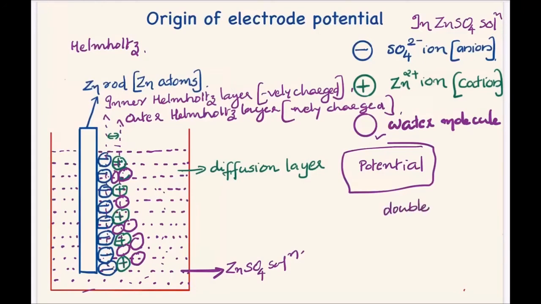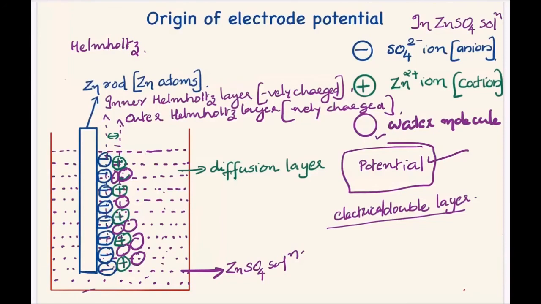So there is a double layer, and this double layer is due to their different charge. So we give a name for these layers: electrical double layer. The electrical double layer contains one inner Helmholtz layer and one outer Helmholtz layer. Both layers have different or opposite charge, and they are separated by a distance, so potential will develop. This is the reason why a single electrode gets its own potential.